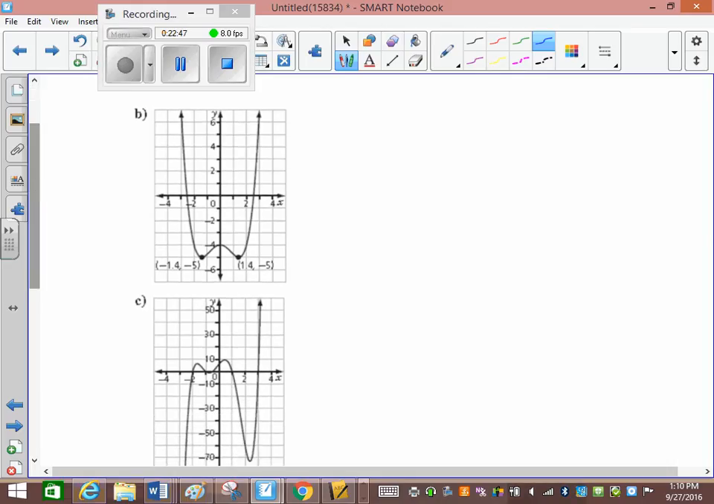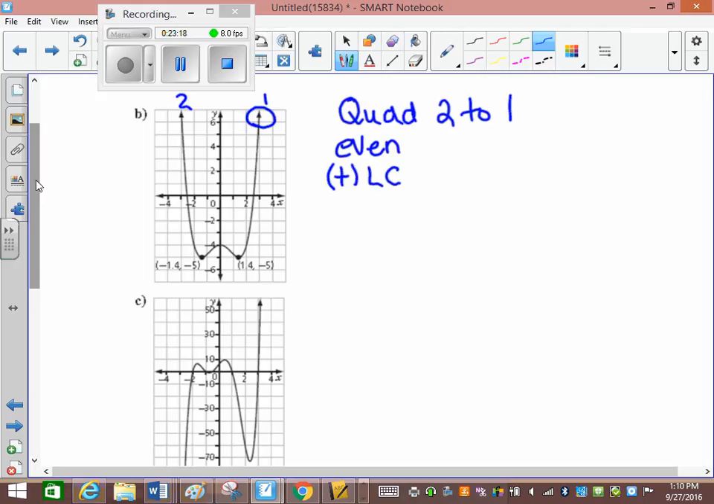Okay, let's go from quadrant 2 to 1. What degree is it? Even or odd? Both arrows in the same direction, so even. Okay, that is what you should get. Negative or positive leading coefficient? Positive leading coefficient, and positive on the right. I think x-intercepts are next. How many? 2 x-intercepts.